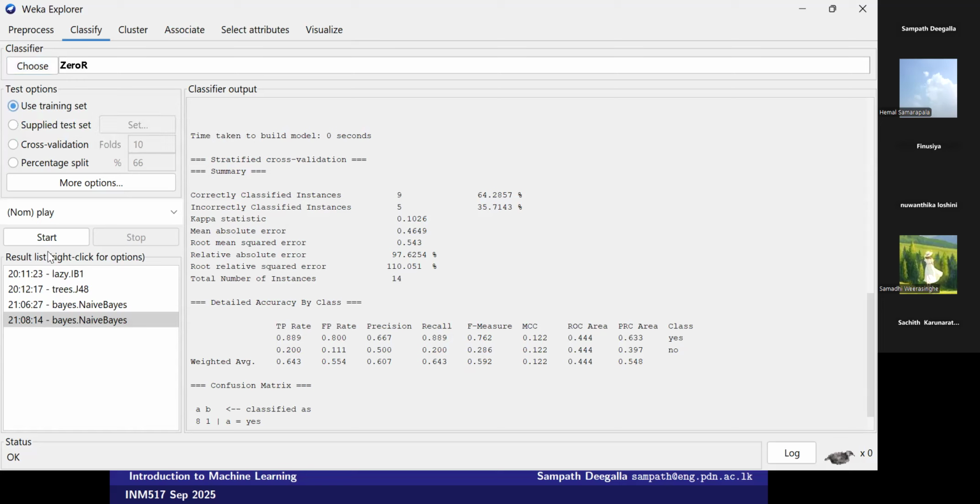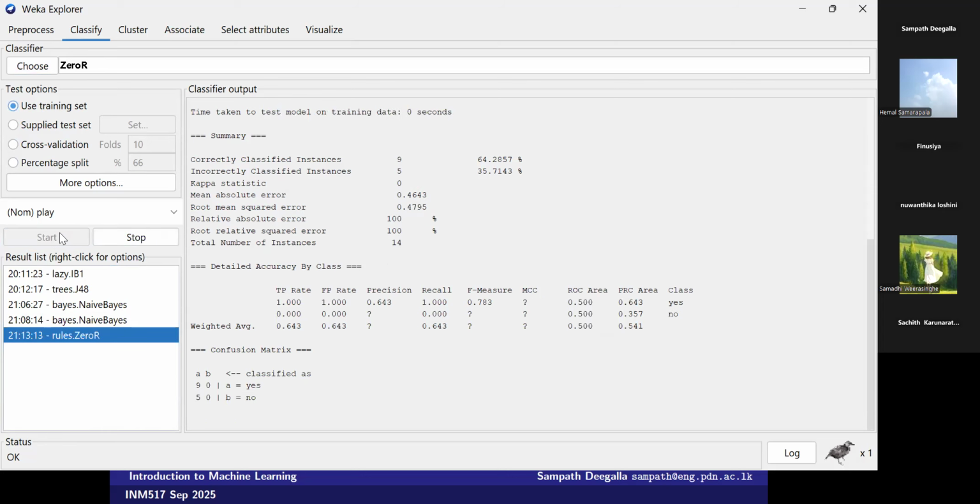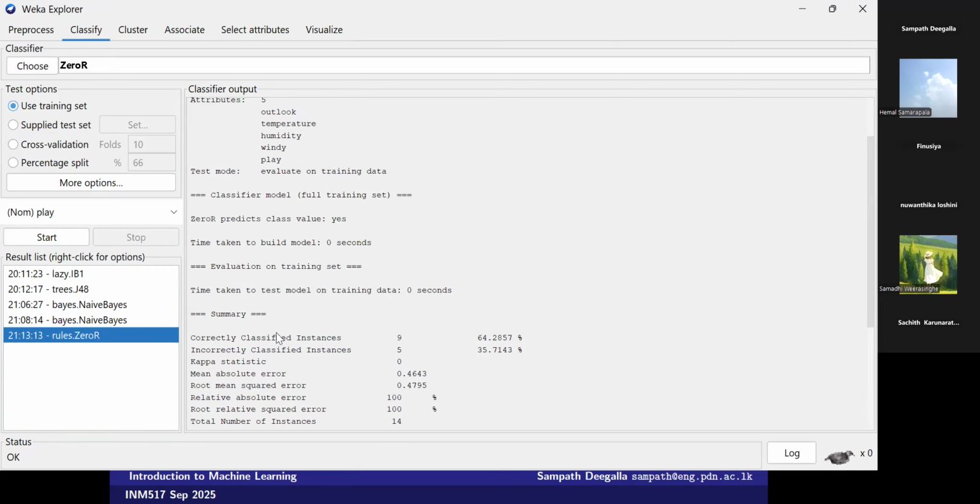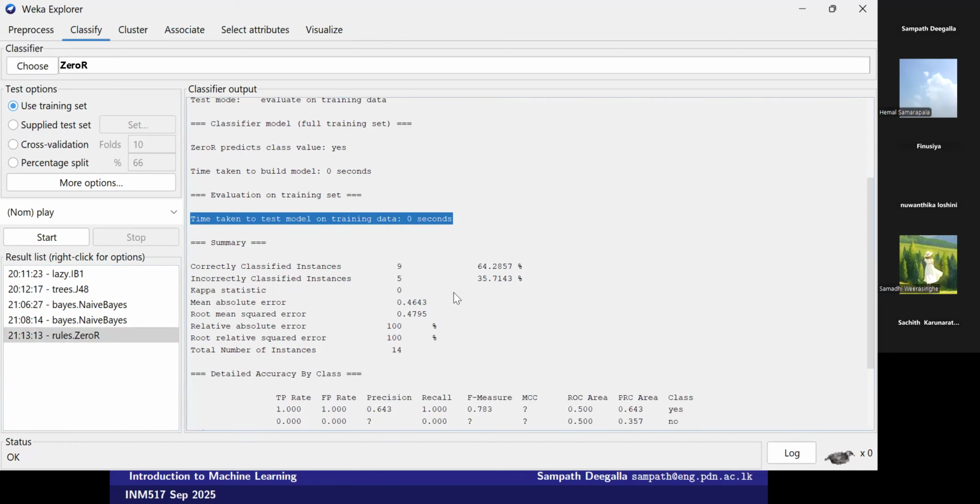Use training set means you build the model using the training set and test with the same data set. And this is what will happen. 0R predicts the class value, yes. Evaluate on the training set, we have been given 64%.